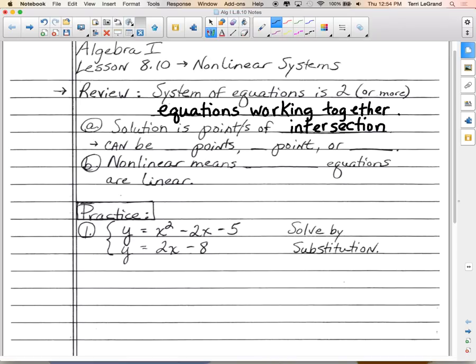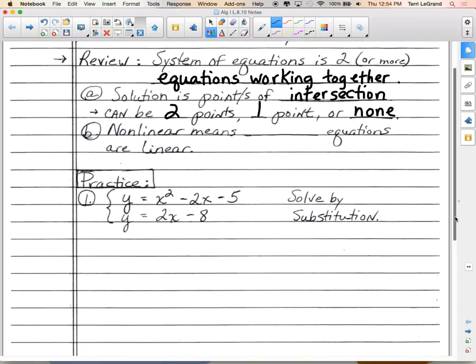Now when we had a linear system, we either had no point of intersection, one point of intersection, or an infinite number of points of intersection. Remember when the line was on top of the other line, we called that an infinite number? In this case, when we are talking about our nonlinear systems, there can be 2 points of intersection, 1 point, or none. We will not have an infinite number. Instead, you should either get 2 points of intersection, 1 point of intersection, or none at all because they do not intersect.